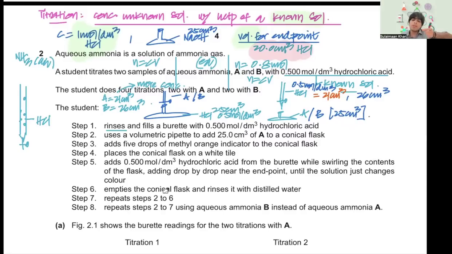So now maybe you no longer have 0.5 mole per dm cube of hydrochloric acid. You would have a lower concentration. So what happens is that these water droplets dilute the concentration of hydrochloric acid. So in order to prevent the dilution of the concentration of hydrochloric acid, you also have to wash it with hydrochloric acid after washing it with distilled water.